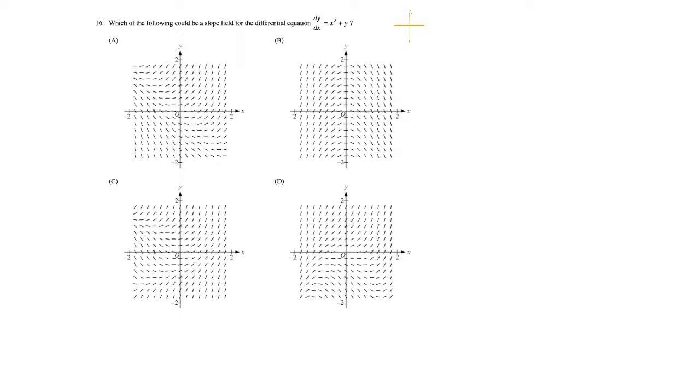I know both X and Y are positive in the first quadrant, so a positive and a positive. All of my slopes here in the first quadrant should be positive, so they should be tilted upward. And so I would go look in our first quadrant. Answer choice A is still okay.